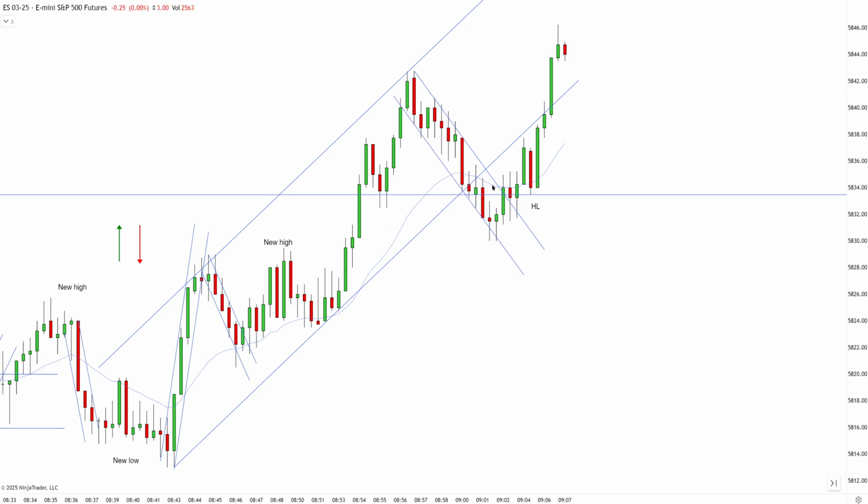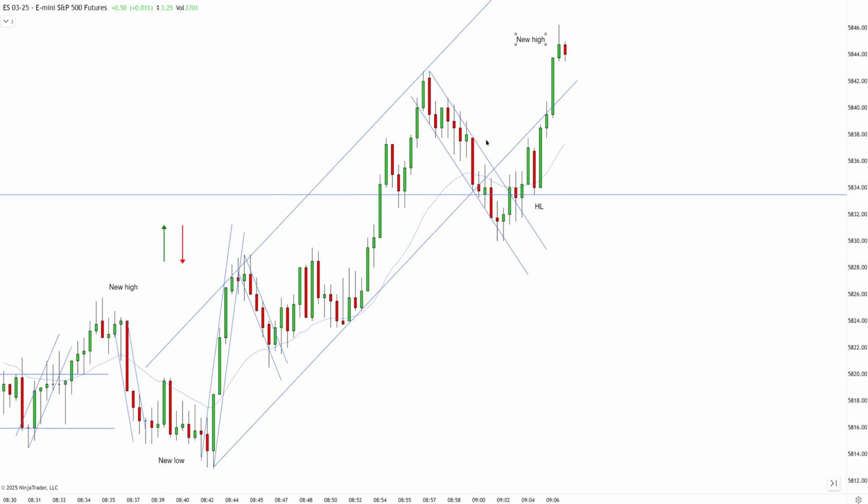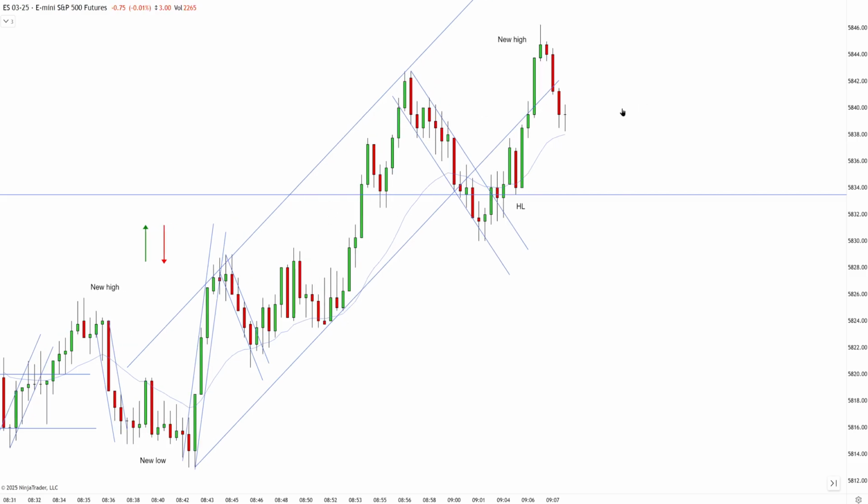So I'm mainly patient around this area. I simply can't take it. But even the wider channel has a break to a new high. So this is telling me, okay, the uptrend played out, and this is how I'm navigating the price action using the trendline rule.